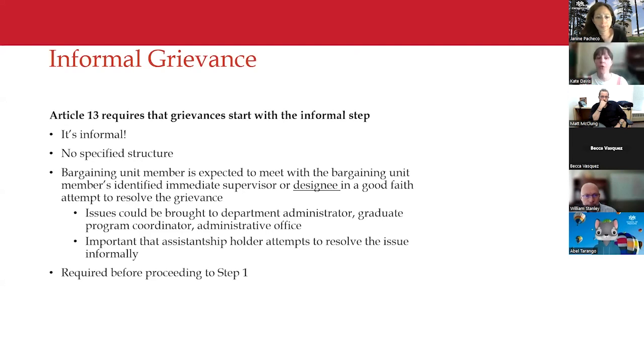So again, the informal grievance is very informal. There is no specific structure. The bargaining unit member is expected to meet with the immediate supervisor or designee in a good faith attempt to resolve the issue. We want the supervisor to work with the graduate student to resolve the issue if you can. If you can't, then we may have to move on to the next step of the grievance process, but our goal should always be to resolve things at the lowest level, at that informal process.